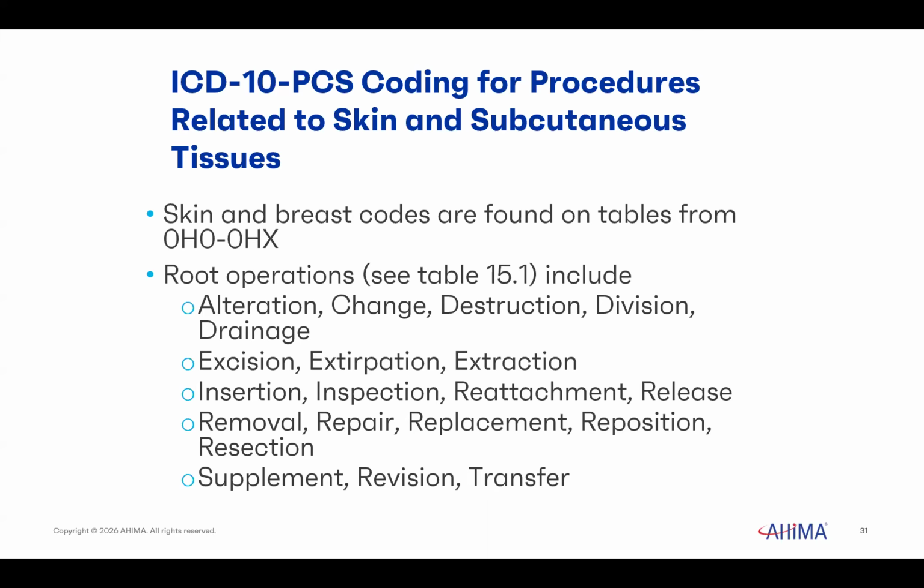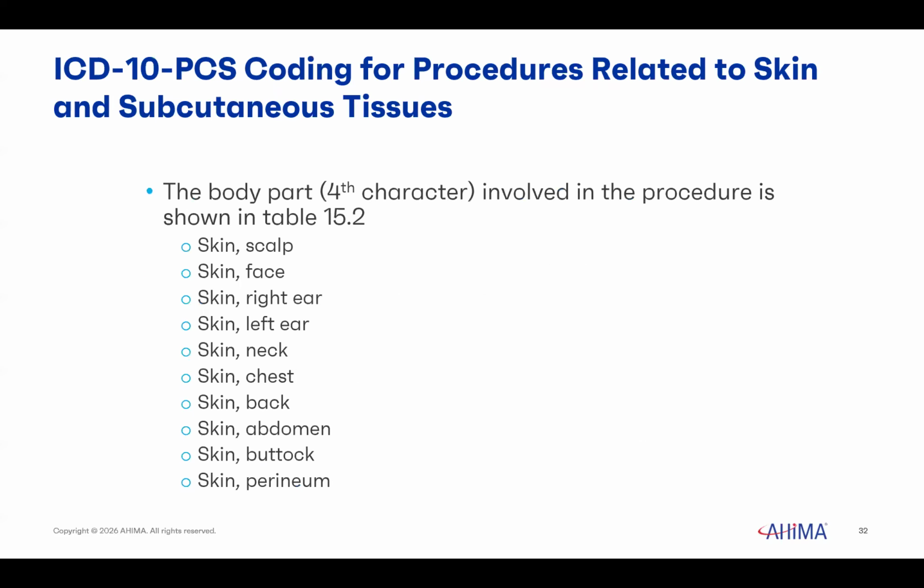And again, once you go to table 0H0, the fourth character is going to be describing the body part. So then you only have four characters after you get to the correct table. And again, body part is the fourth character. This could be skin of the scalp, skin of the face, and so on, as mentioned here and also in table 15.2 in your text.